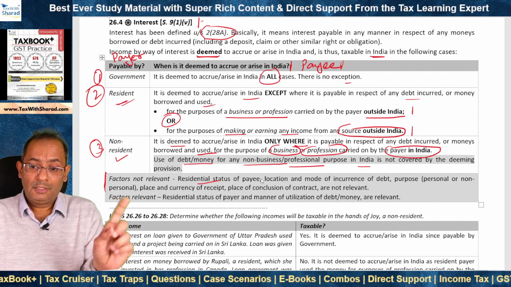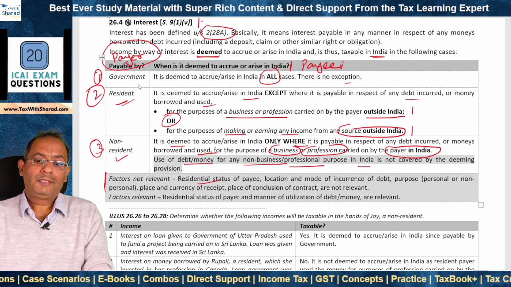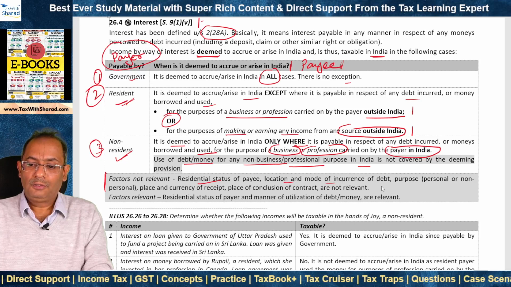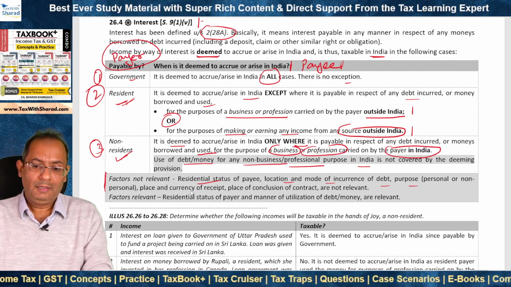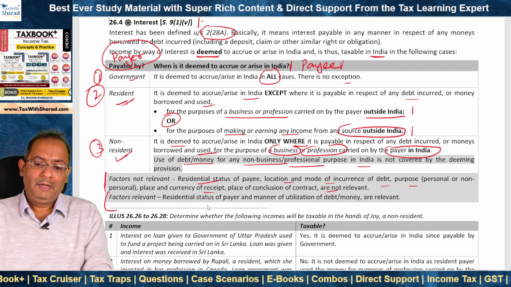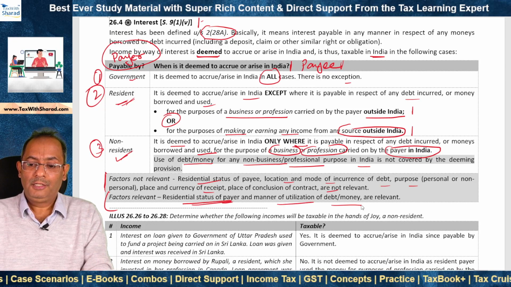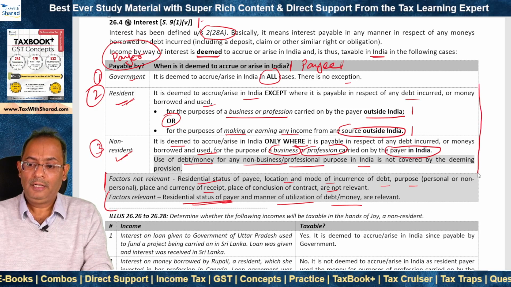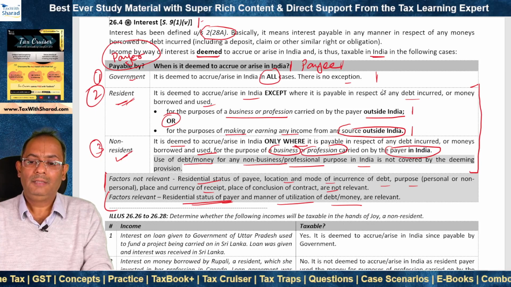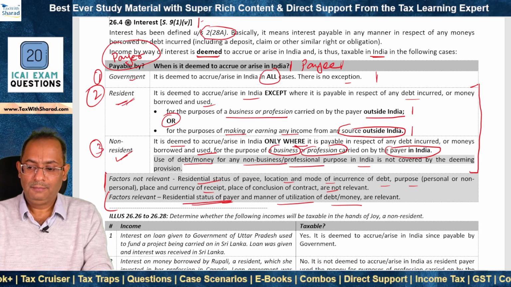Residential status of payee is not relevant. Residential status of payer is relevant. Okay. So whether the interest is payable by the resident or a non-resident or the government. Location and mode of incurrence of debt is not relevant. The purpose of debt is not relevant. The place and currency of receipt, etc., are not relevant. What is relevant? What is relevant is the residential status of the payer and the manner of utilization of debt or money. Even this manner of utilization is not relevant where the payer is the government, because in that case, the interest income is deemed to accrue or arise in India in all the cases and there is no exception.